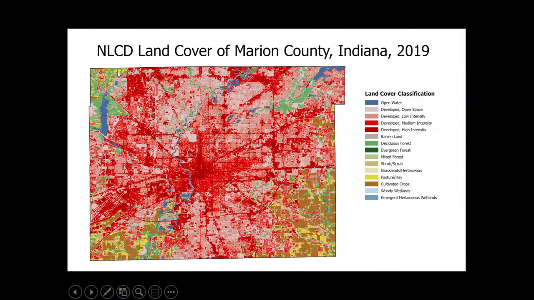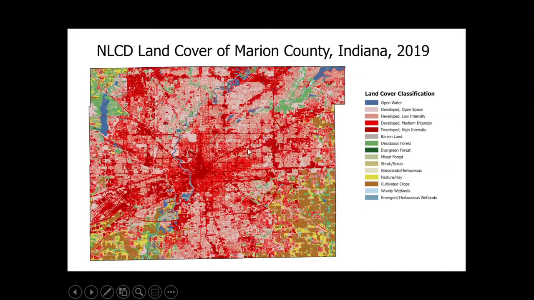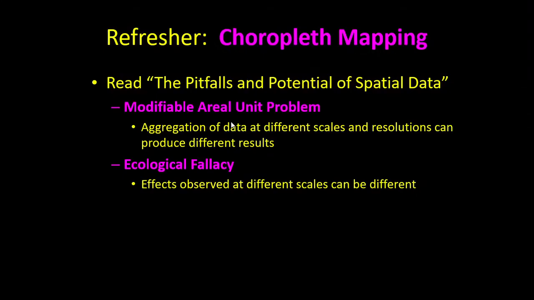And so in the case of Marion County, what previously we saw was population uniformly distributed. Not so fast, my friend. We know that is not the case. So this gets us to two problems, not only with choropleth maps, but more in general with spatial data. I want you to read the excerpt called The Pitfalls and Potential of Spatial Data. In there, it talks about two things: the Modifiable Areal Unit Problem, or MAUP, M-A-U-P, and the ecological fallacy.